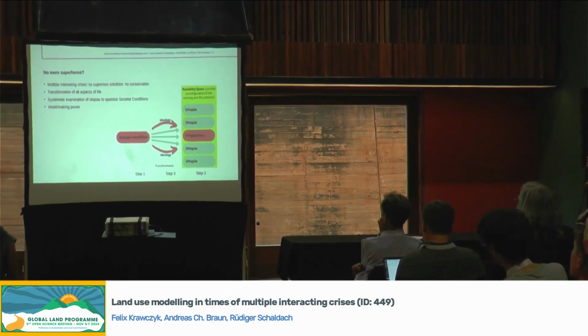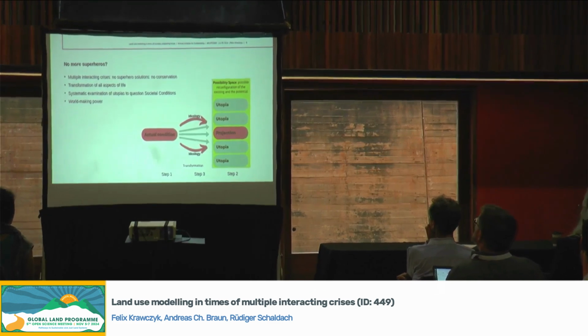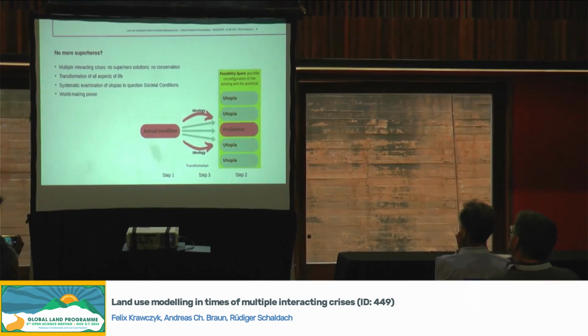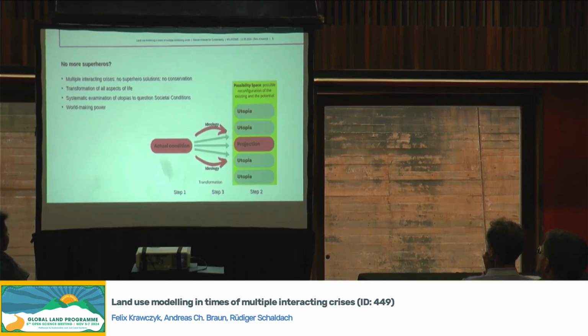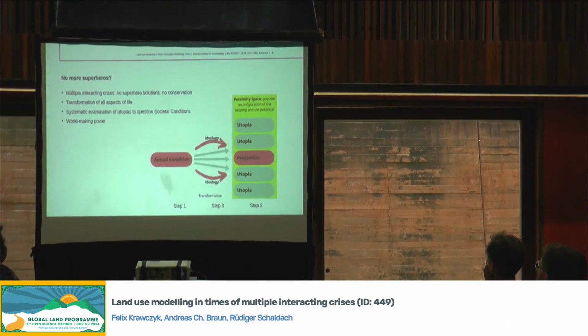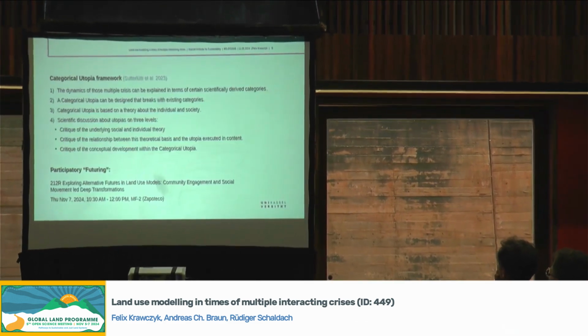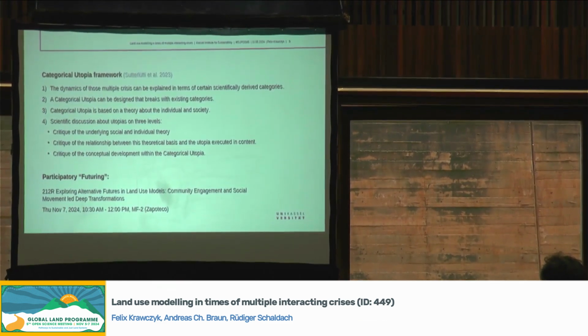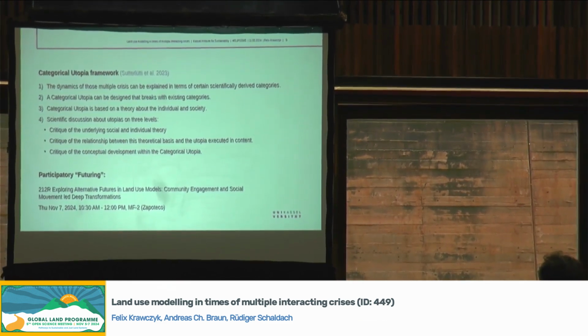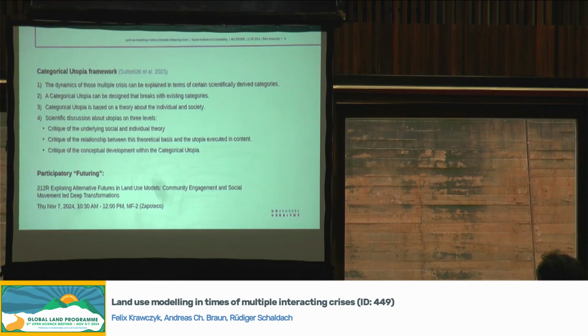And therefore, I want to suggest a systematic explanation of utopias that question the societal conditions. And that sounds maybe a bit meta, complicated and a bit philosophical, but it's not that hard, I think. And there are some examples of how that can be done.